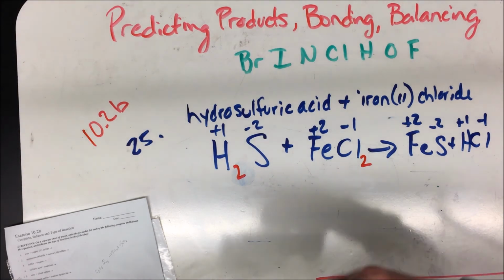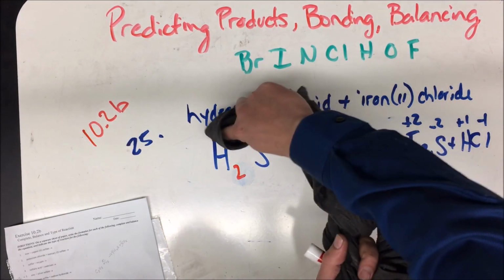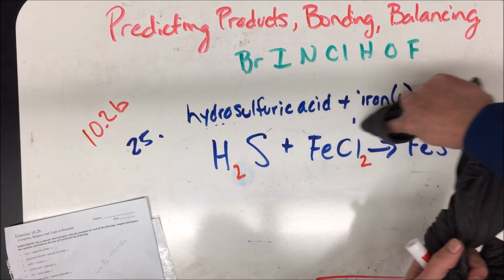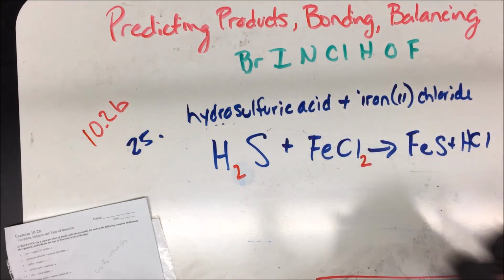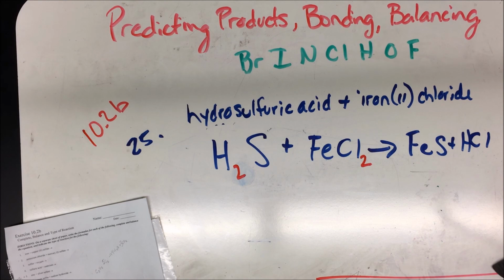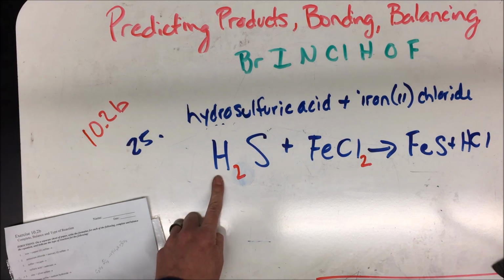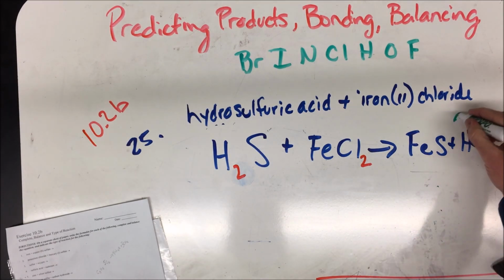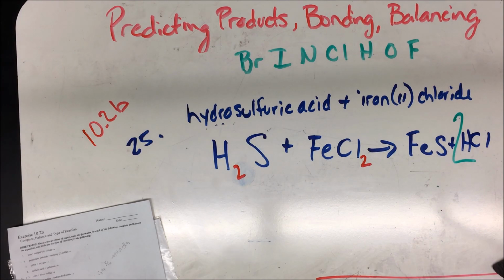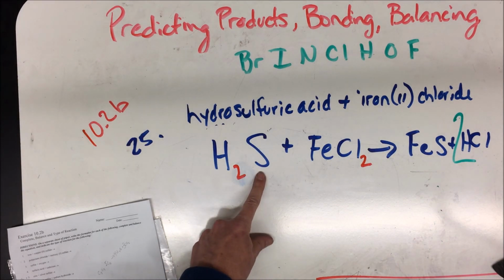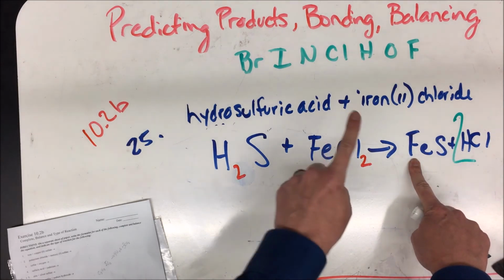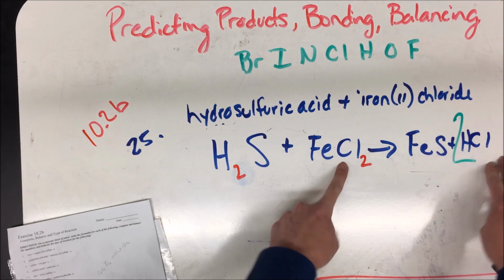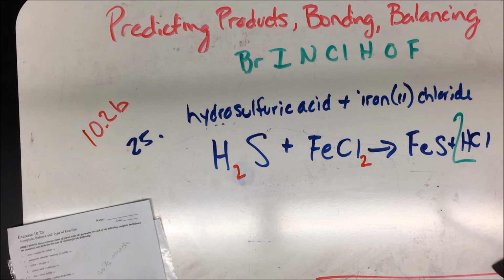Now this is all done, and I need to erase my charges and balance this. 2 hydrogens here, 1 hydrogen here. Okay, sorry for the ugly 2. 1 sulfur here, 1 sulfur here. 1 iron here, 1 iron here. 2 chlorines here. Oh, look at that. 2 chlorines there. I am now balanced.